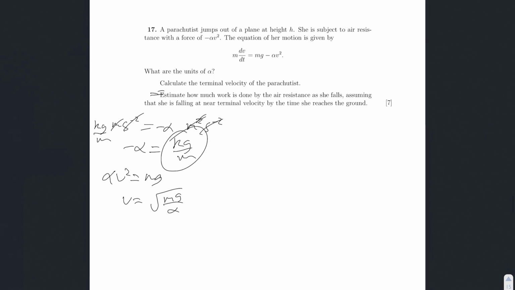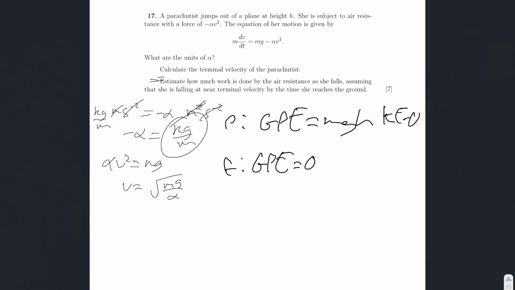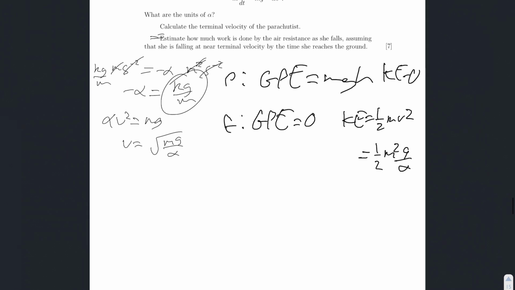So now, estimate how much work is done by the air resistance as she falls, assuming that she's falling at near terminal velocity by the time she reaches the ground. So we're going to do this by conservation of energy. So we know at the plane, we have gravitational potential energy equals mgh, kinetic energy equals 0. And then we know at the floor, GPE equals 0 and kinetic energy equals a half mv squared. We have v here, so this equals a half m squared g over alpha.